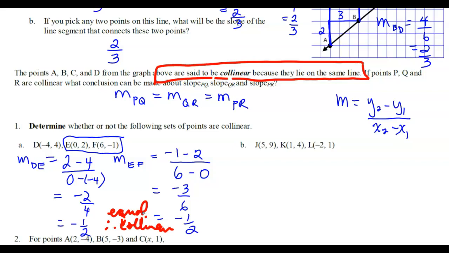Okay, so the slopes are equal. So those points are collinear. Slopes between any two pairs of points have to be the same. Think about it. If you had 3 points like that, and you find the slope between those two and compare it to the slope between these two, they're different. So those 3 points don't lie on the same line. If you did it with this pair and this pair, their slopes aren't the same. They don't lie on the same line. Okay, they are not collinear points.